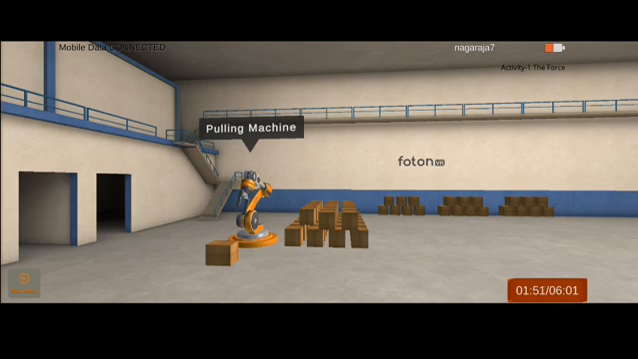In this example, we can learn how to pull the more weighted object. Let's see. Pulling the cube.